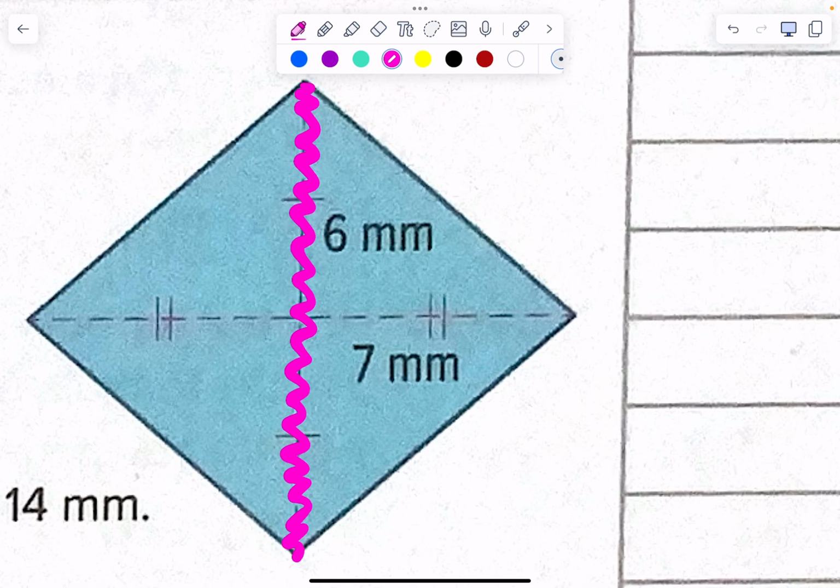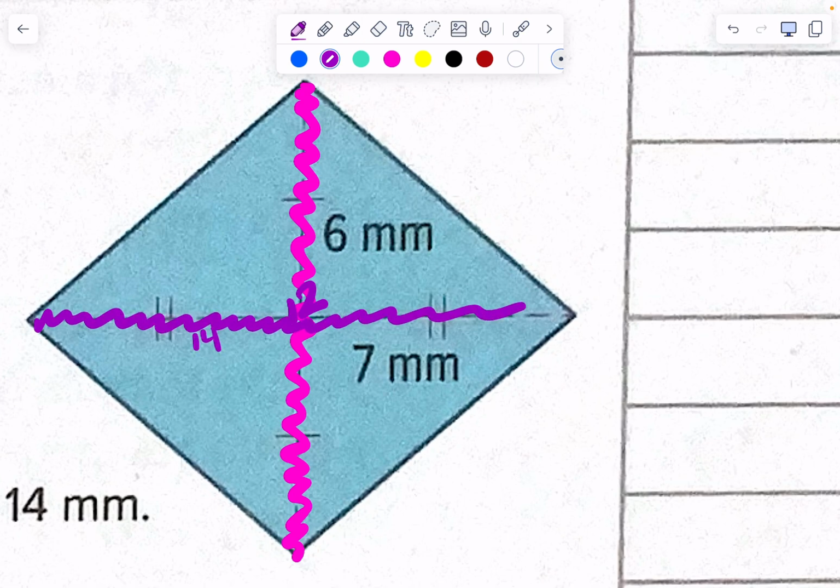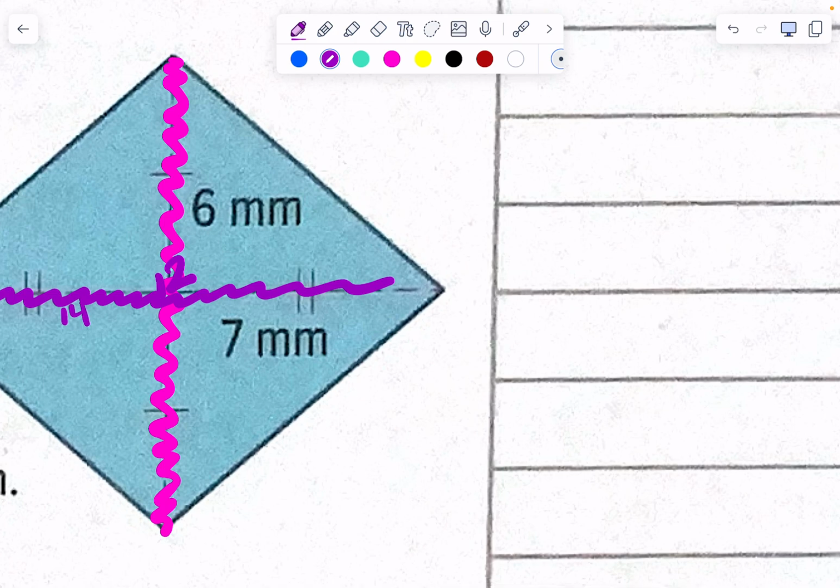6 is from here to here. 12. You see that? So 12 is that diagonal, okay? What about this one right here? 14, right? So if I'm trying to find the area, I take 1/2 times 12 times 14.